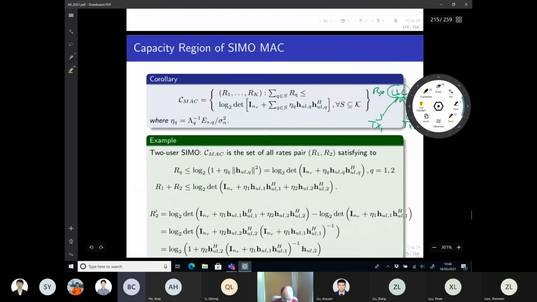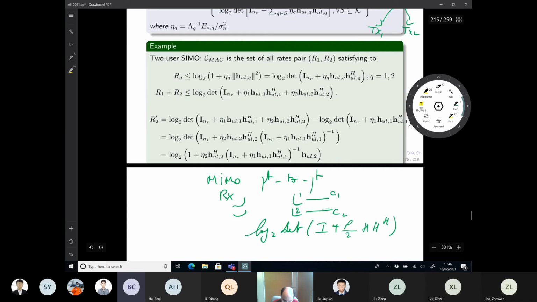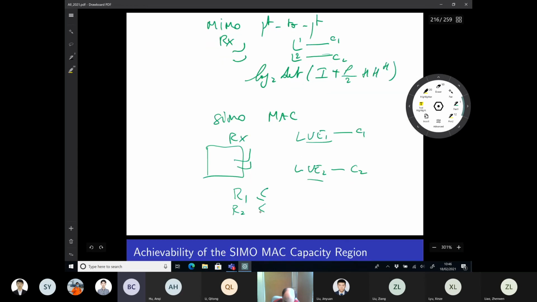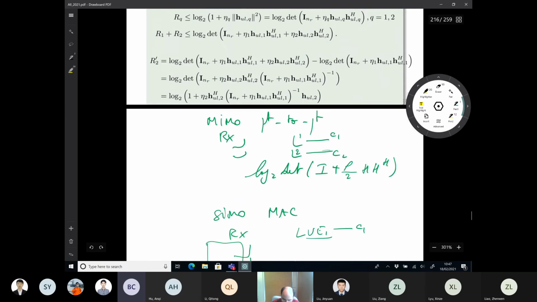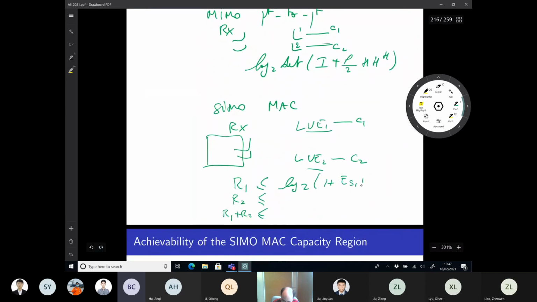Right? So what do we have? What would be the capacity region? Well, imagine that I take the example of two users. I have the rate of user 1, the rate of user 2, and the rate of user 1 plus the rate of user 2. What is the rate of user 1? It is log2 of 1 plus the maximum amount of energy that I can transmit for user 1, Es, divided by the noise, multiplied by the norm of the channel of user 1. Let's say this is H1, it's a vector. And here I have H2, it's a vector as well. Log2 of 1 plus Es over N0, multiplied by the norm of H2, again a vector.